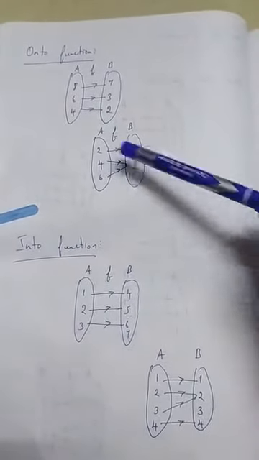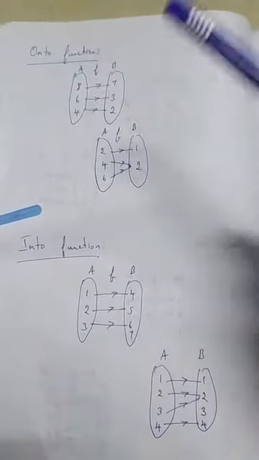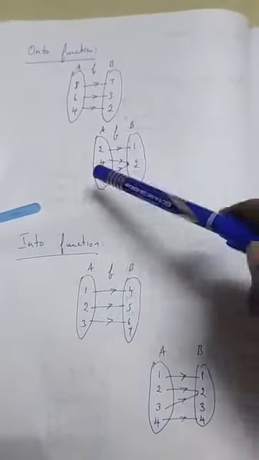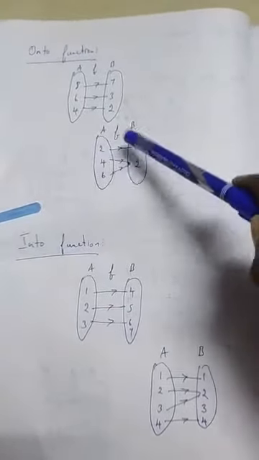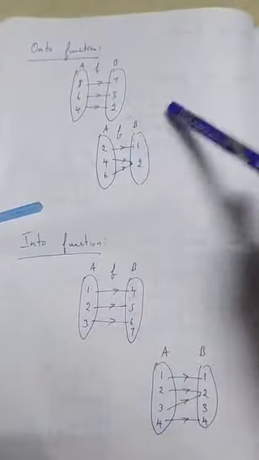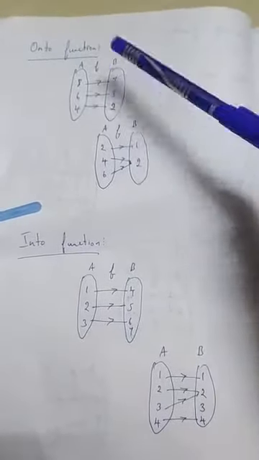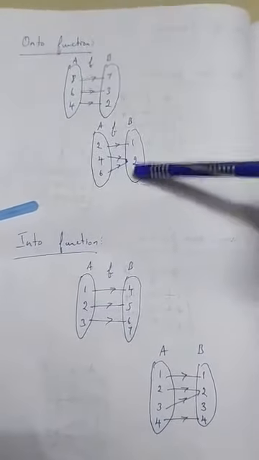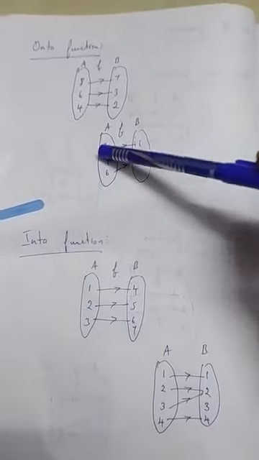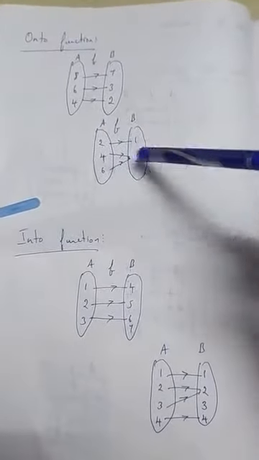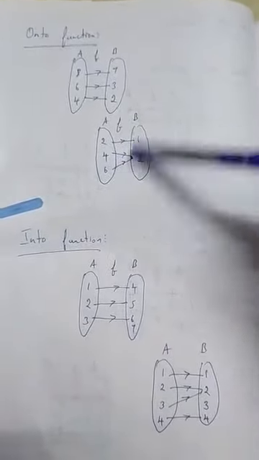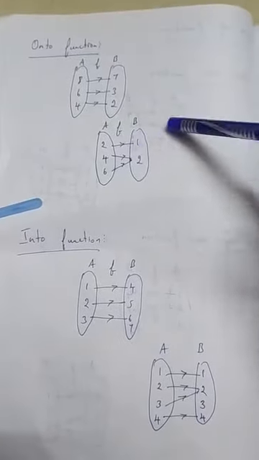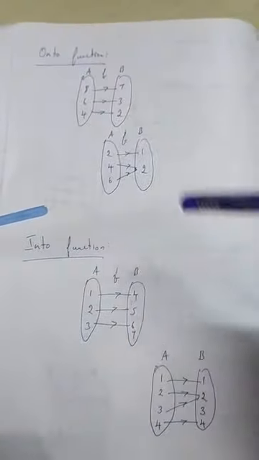The same way, second example. First check whether it is a function or not. 2 has an image, 4 has an image, 6 has an image. 2 has only one image, 4 has only one image, 6 has only one image. Therefore, it is a function. Onto function: all the elements in the codomain must have a pre-image. Yes, 1 has a pre-image, 2 has a pre-image, 2 has two pre-images. That's not at all a problem, right? So therefore, it is onto function.